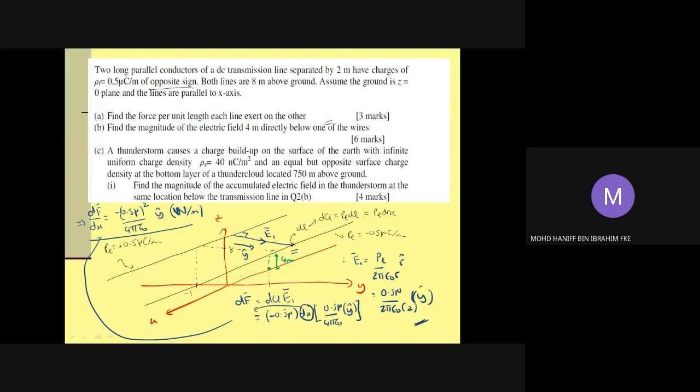Please don't get confused with the red line here. The red line is your axis. That's why it is very important to have different colors. So the 4 meters is a point directly below the line charge of negative 0.5 microcoulomb per meter. Hopefully you understand the location of your point of interest, which is directly below the line. Let us proceed with the next slide, because I need to resketch it again for you.